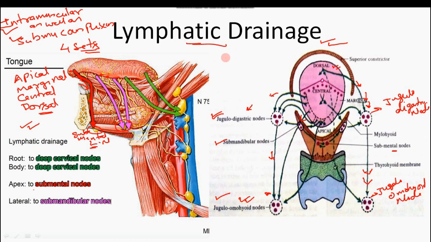Understanding of the lymphatic drainage is clinically very important, because here we can see this apical one. We have seen this apical set is draining to most of the lymph nodes. What are they? First, they are draining into submental. They are draining into submandibular.